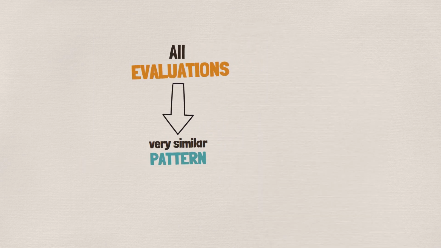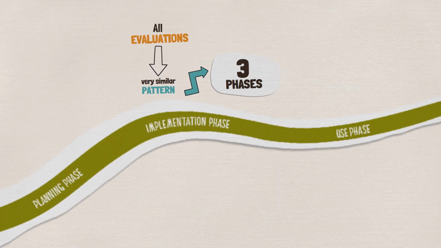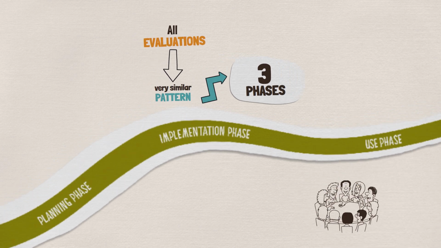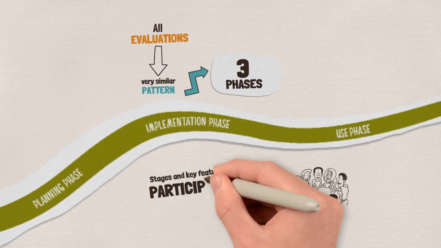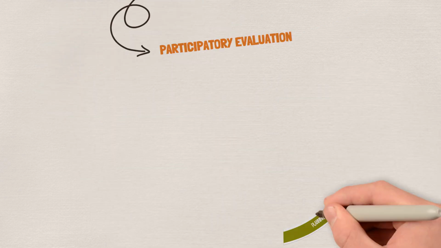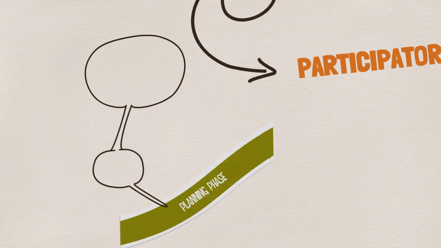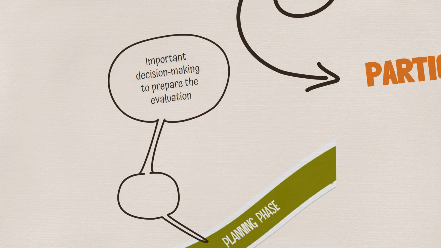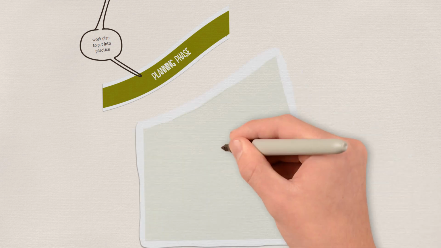All evaluations follow a very similar pattern, which can be divided into 3 phases: planning, implementation, and use. We will now look at each phase to see what stages and key features characterize a participatory evaluation. Once the decision has been made to carry out a participatory evaluation, the process itself starts with the planning phase. This phase involves making important decisions to prepare the evaluation and drafting a work plan to put them into practice.